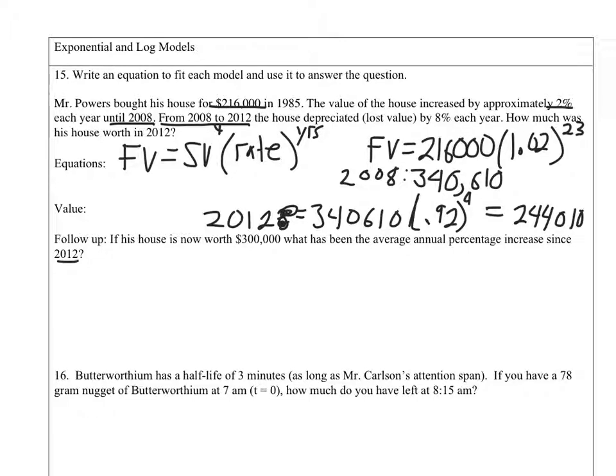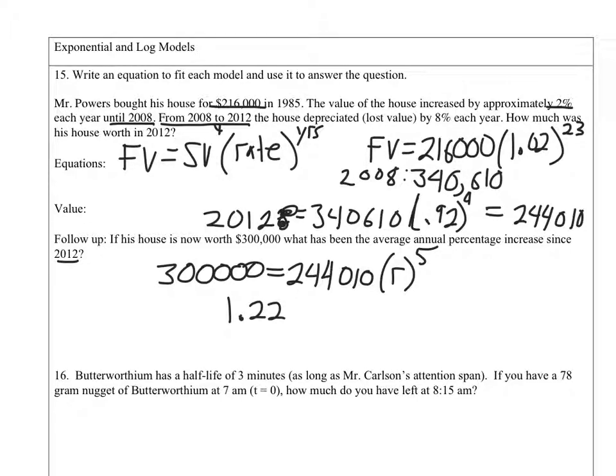Okay, from 2012 to now, let's go on to $300,000. So let's set up our equations. So 300,000 is equal to a starting value of 244,010 times some rate. And from 2012 to 2017, that's 5 years. I'm going to divide 300,000 by 244,010, and I get 1.2294 is equal to r to the fifth.